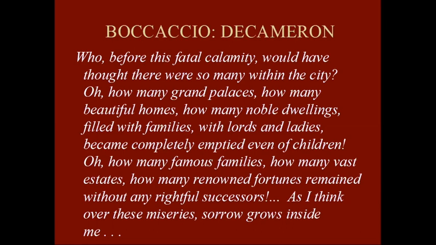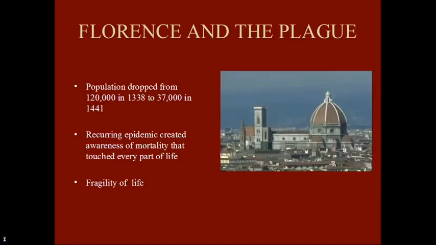And this is Boccaccio writing in 1348. Read the whole thing, and you'll be amazed how much it is very much like today. Now, what happens? The population in Florence between 1338 and 1441 drops, they've calculated, from 120,000 down to 37,000. Tremendous drop. The epidemic that kept on coming back created an awareness of mortality that touched every part of life. And in essence, what we have is this concept of the fragility of life.